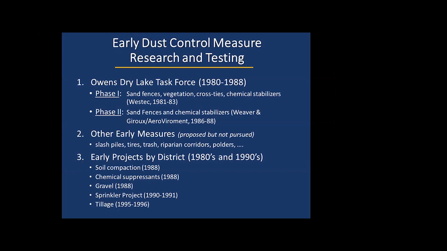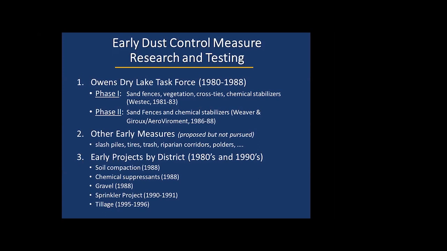If we look at the initial work that was done on the lake, it started almost 40 years ago in 1980 with the formation of the Owens Lake Dry Lake Task Force. That was a group of agencies and interested parties that consisted of the State Lands Commission, Great Basin Unified Air Pollution Control District, Los Angeles Department of Water and Power, and the China Lake Naval Weapons Center, which is located down in Ridgecrest, because they were impacted by the severity of the dust storms.